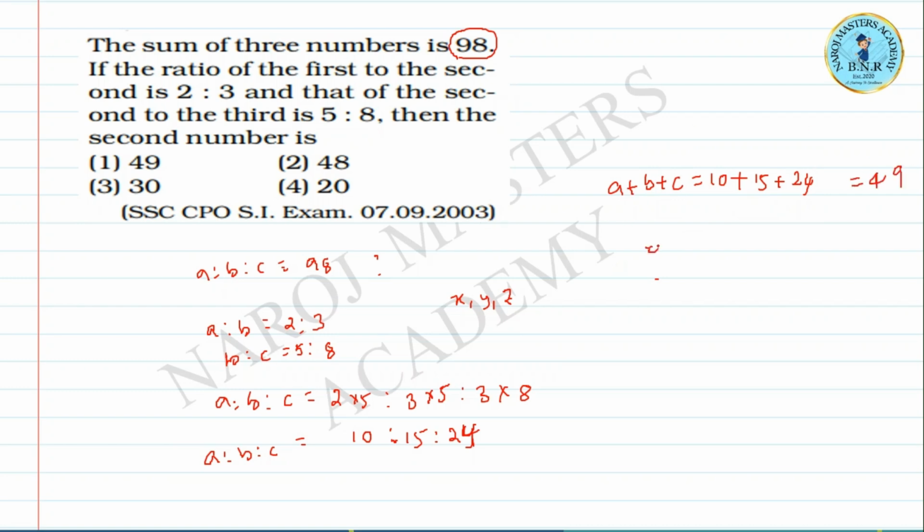We have to find the second number. What's the second number in this? 15, right? 15 by 49 into 98. Why? Because the sum of the three numbers is 98. So cancel it and you'll get the value 49. So option 1 is correct.